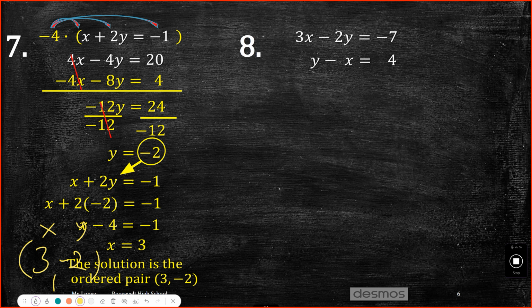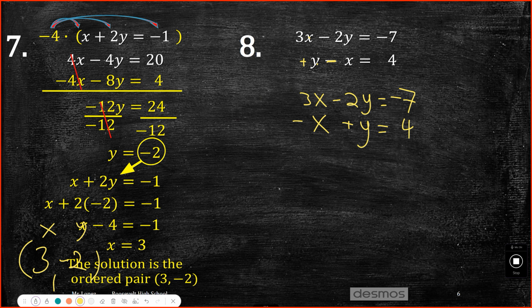Number 8, now it's getting, they're not on top of each other. You got x over y, you got y over x. You can rewrite this where you have them stacked up on top of each other. So let's go ahead and put the minus x here, and let's put the plus y here. Just rewrite it so they're on top of each other.